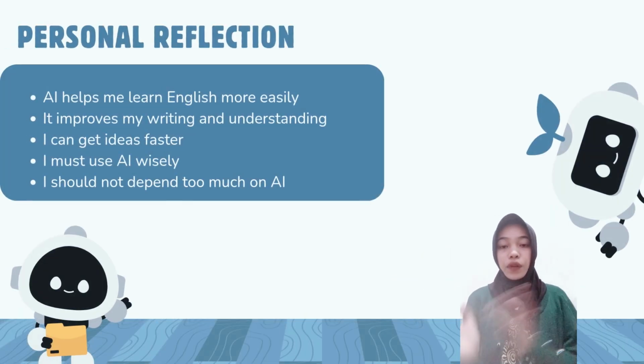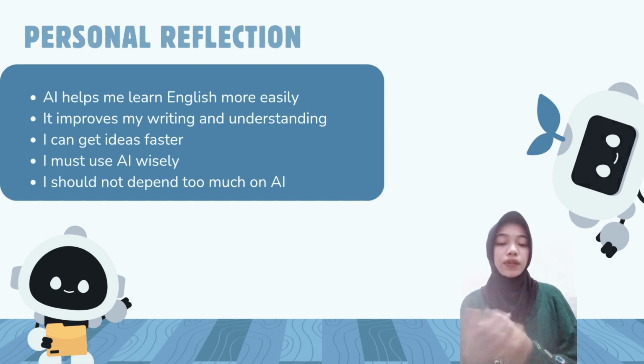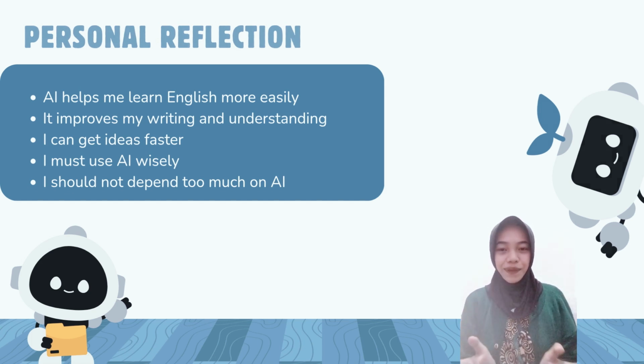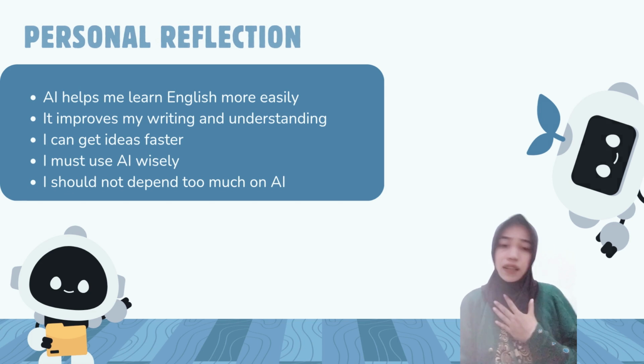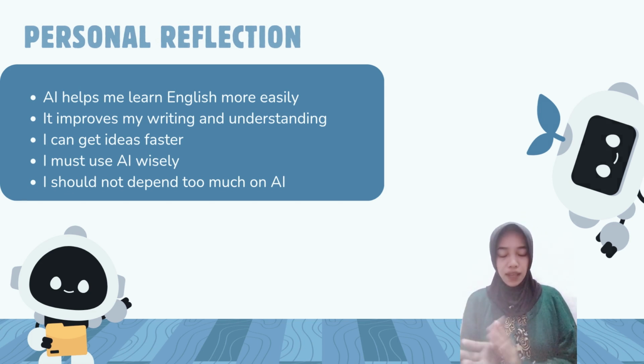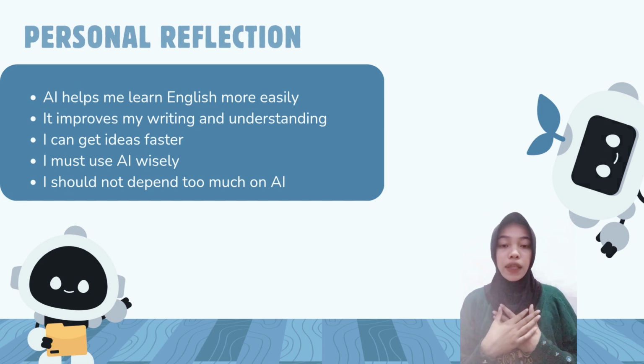Okay, next I would like to share my personal reflection on using AI in learning English. For me, AI really helps me learn English more easily, especially when I find difficulties in understanding materials or writing sentences. It also helps me improve my writing and generate ideas faster, which is very useful when I feel stuck. However, I realized that I should use AI wisely. I should not depend too much on AI because I still need to develop my own skills.